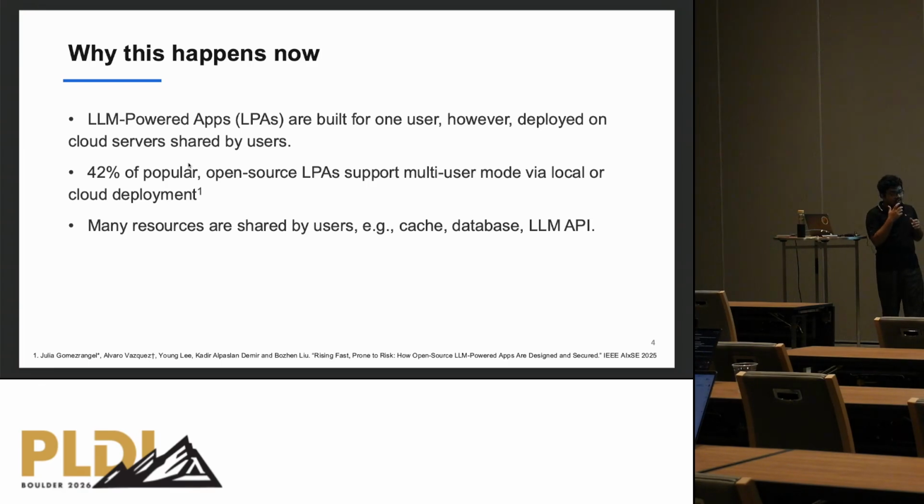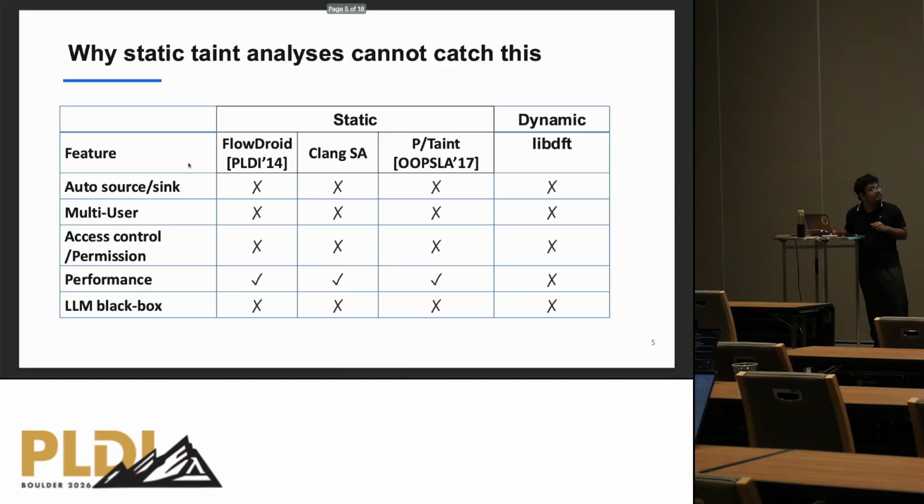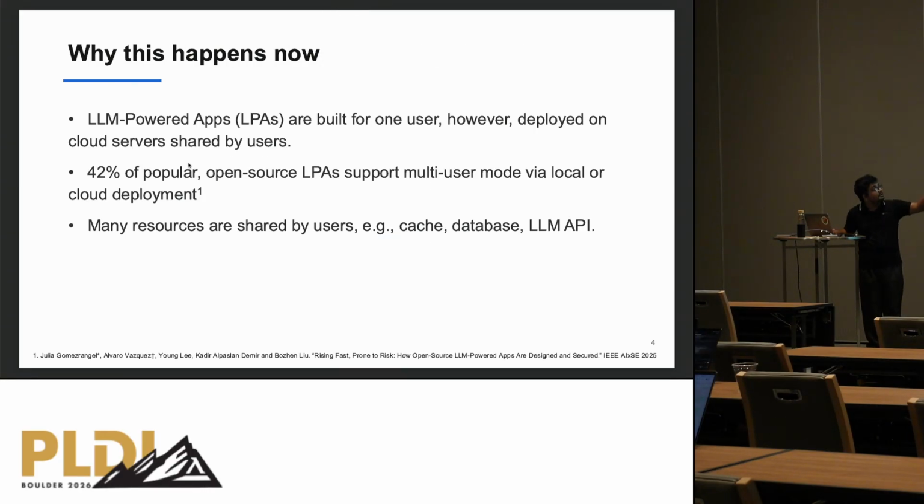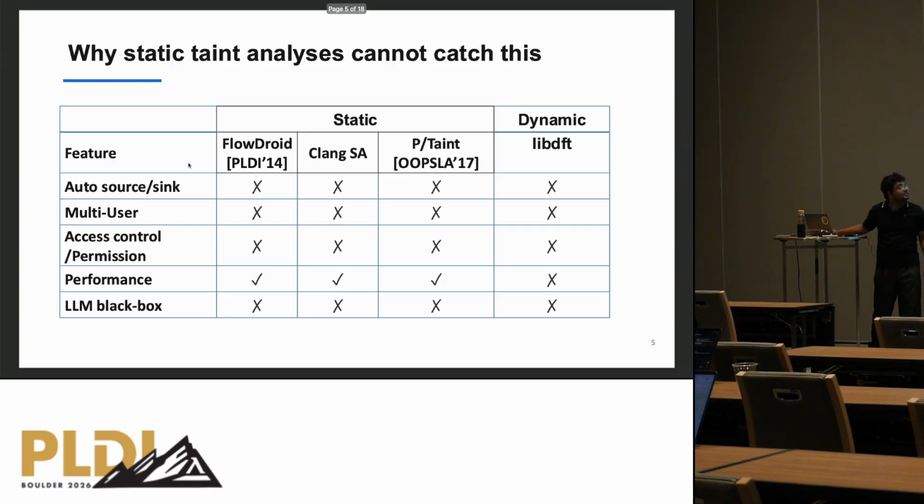So these bugs occur later on, not the first time, and in many cases the resources are shared by the users. For example, the caches, the databases, and the LLM API calls are mostly shared in these applications. This is a problem we are finding in the LLM industry right now.